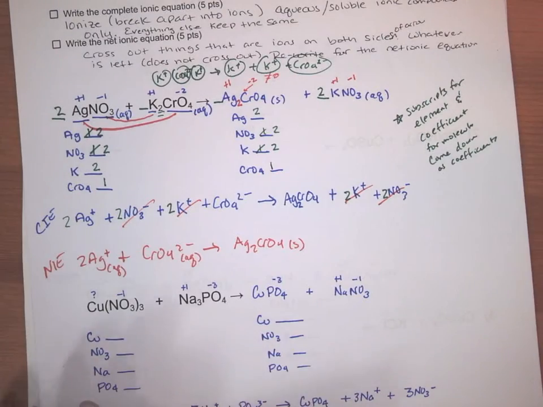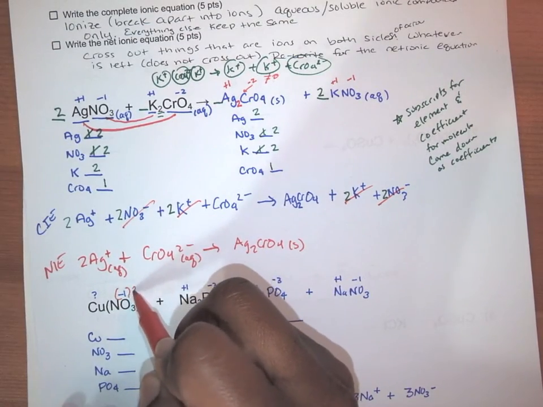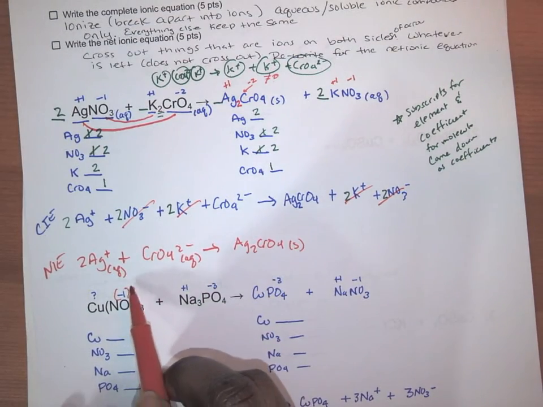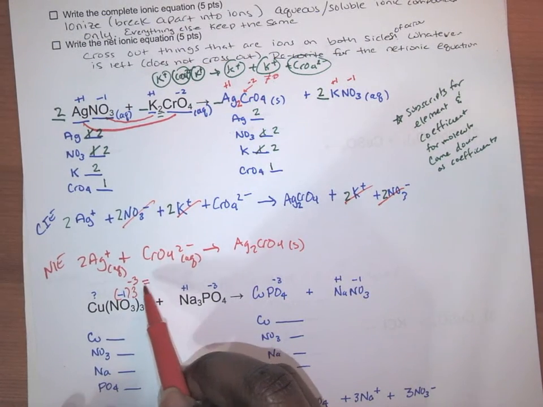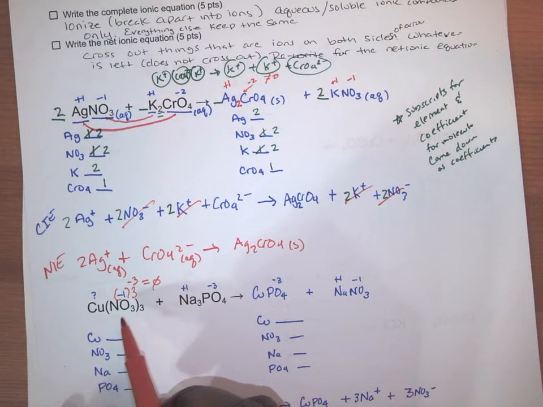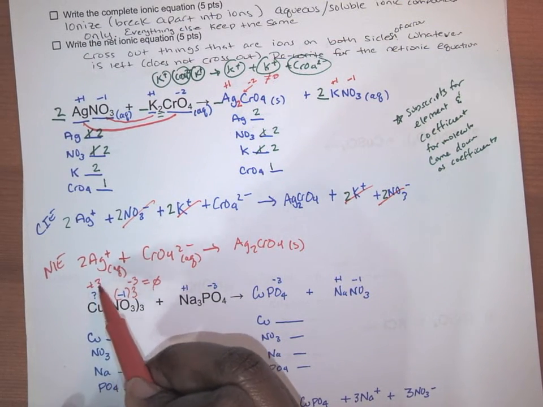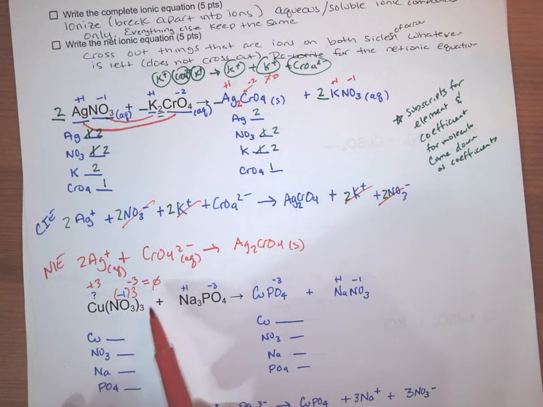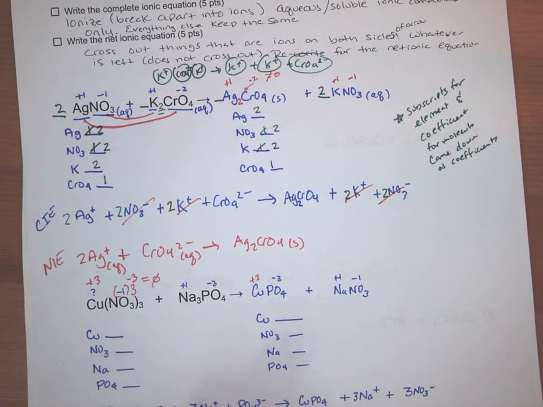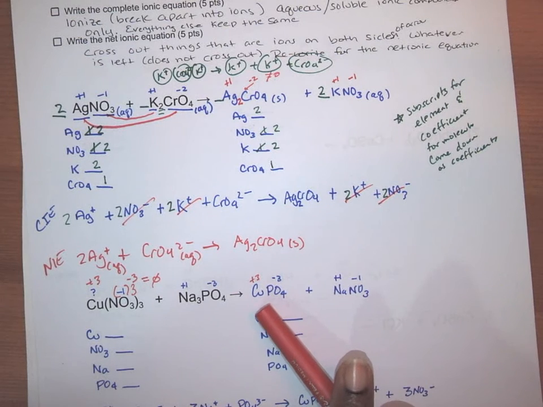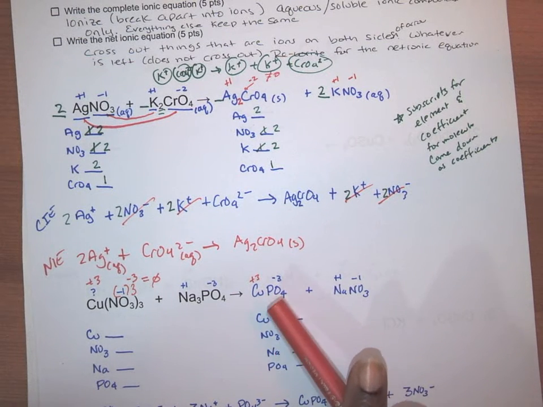So if nitrate has a -1 charge and I've got 3 of them, that means on this side, the overall charge here is -3. I know that the charge of the molecule must be 0. So what must the charge of copper be? In order for the overall charge of the molecule to be 0, it's +3, because +3 and -3 together will give me an overall charge of 0. Okay? So with that being said, this is copper +3. Now I look at this formula. This formula is also now correct because the +3 and -3 charges cancel out.